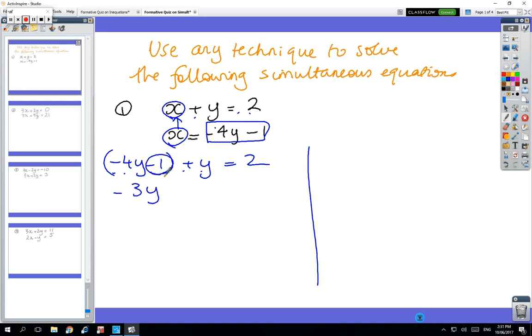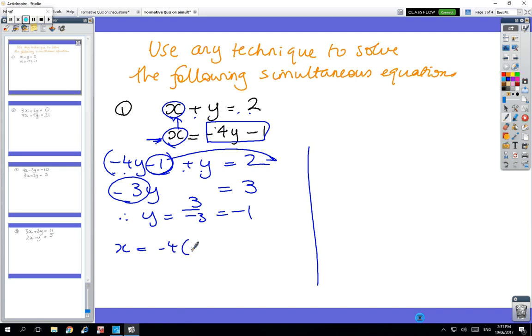And then the minus 1, I'm going to take across the other side and make it a plus 1. So 2 plus 1 is 3. And y equals 3 divided by minus 3, which is minus 1. And then to find the x, I've got an equation there with x equals. So I've got x equals minus 4 times y, minus 1, equals 4, because 2 minuses make a plus, minus 1, so I've got 3.